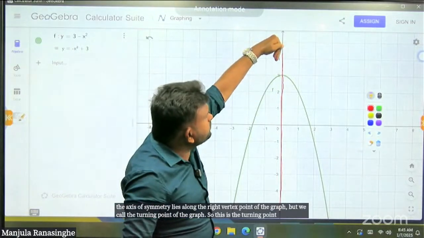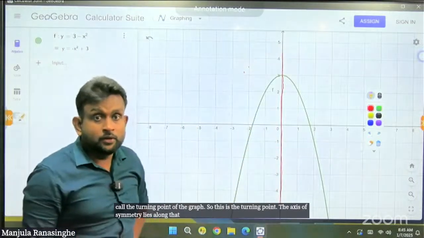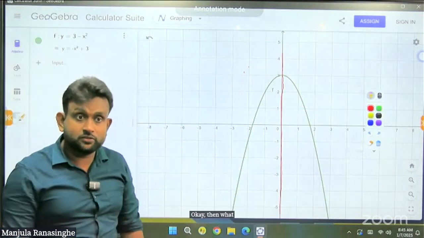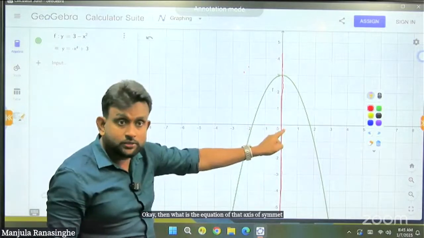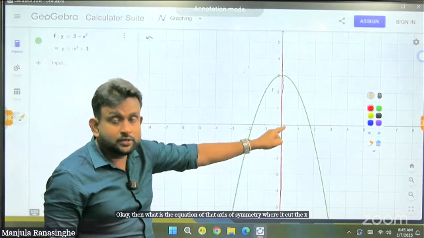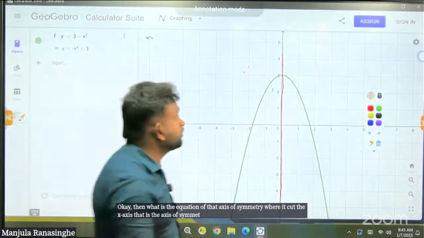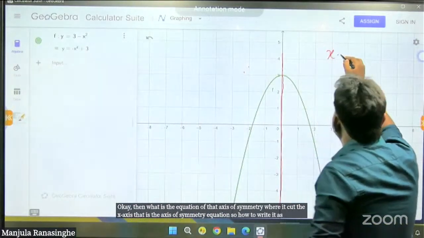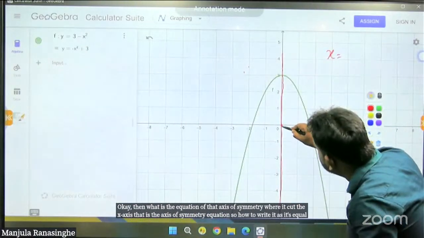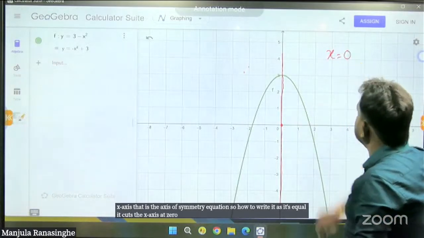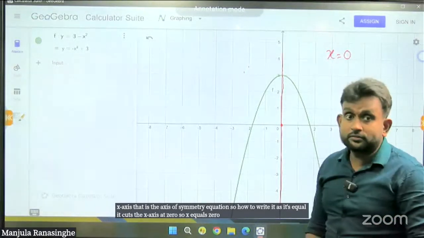The axis of symmetry lies along that. Okay, then what is the equation of that axis of symmetry? Where it cuts the x-axis, that is the axis of symmetry equation. So how to write it as x equals? It cuts the x-axis at 0. So x equals 0.